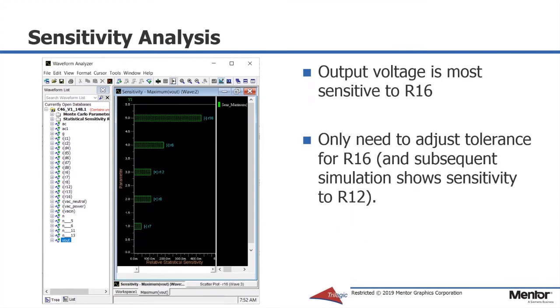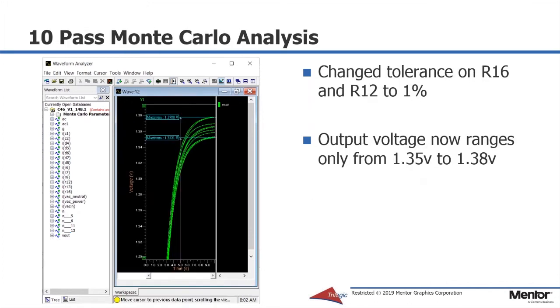We can quickly do a sensitivity analysis, alternatively, of this result showing that the circuit is most sensitive to R16. We can change the tolerance of R16 to 1% and rerun the simulation. The results are not as good as we would like. The second pass shows a sensitivity to R12 as well, so we change the tolerance to 1% for R12. Repeating the 10-pass Monte Carlo analysis one more time, now the output voltage is in a much tighter range.